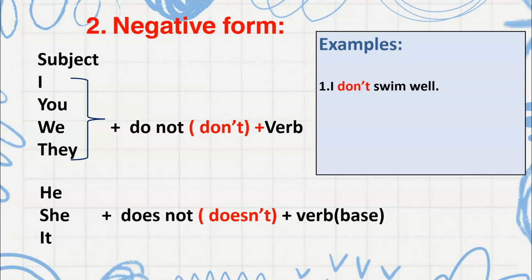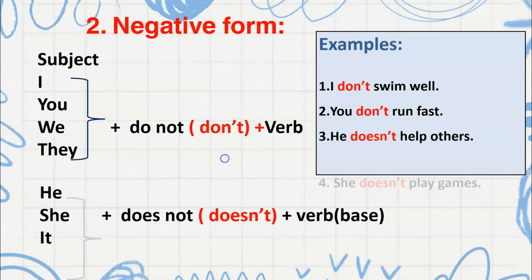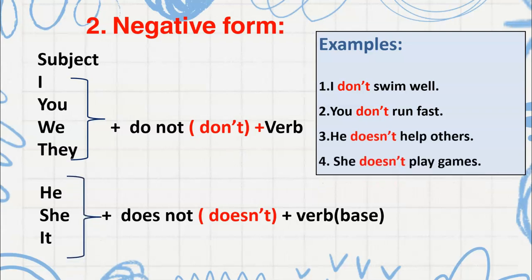Like you have here, I don't swim well, you don't run fast, he doesn't help others, and she doesn't play games. You see, I have doesn't, but there is no S. Again, doesn't, and there is no S. Always with don't or doesn't, the verbs never take S or ES. Okay? That is, of course, when you have the negative form.